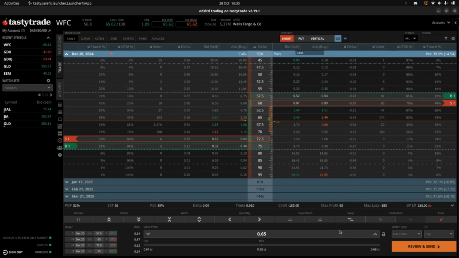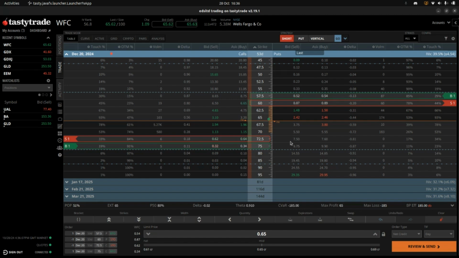We do collect less premium up front, but the return on capital would be higher, and we also have a slightly lower probability of success on this position, whether we hold to expiration or get out at 50%. So that's the trade-off with covering your shorts. And that's how you can find and manipulate positions to fit inside your portfolio.